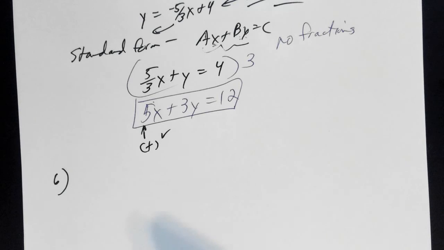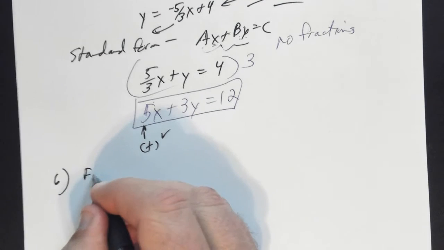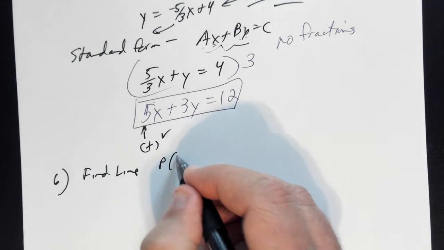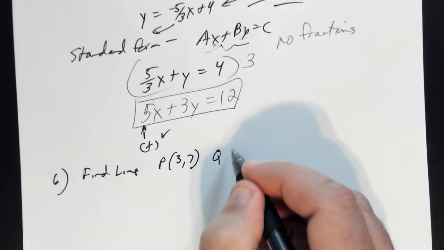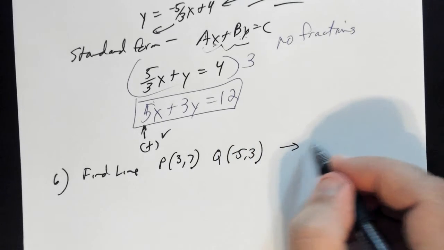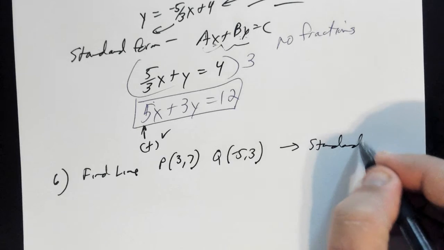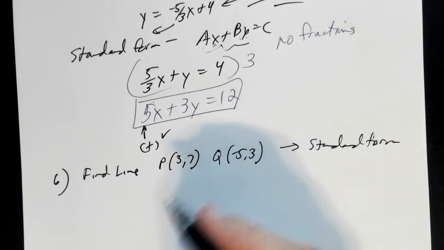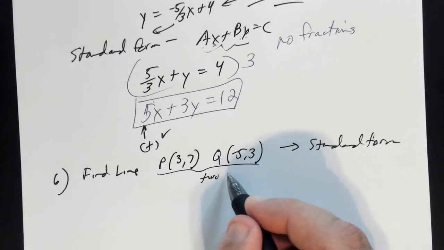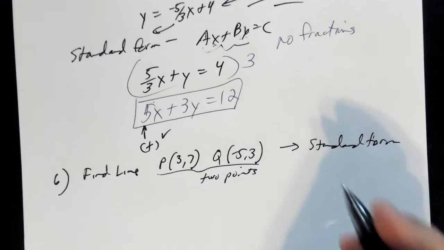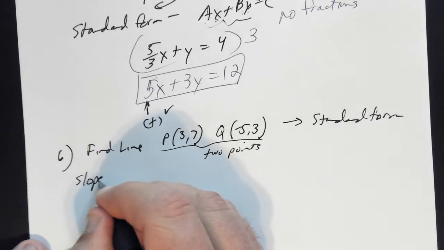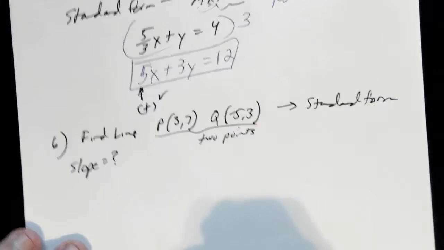In this one, they want you to find the line that goes through 2 points, P, 3, 7, and Q, negative 5/3, and they want the final answer in standard form. So I'm given 2 points. The one thing we do not have is a slope. We need to find a slope.